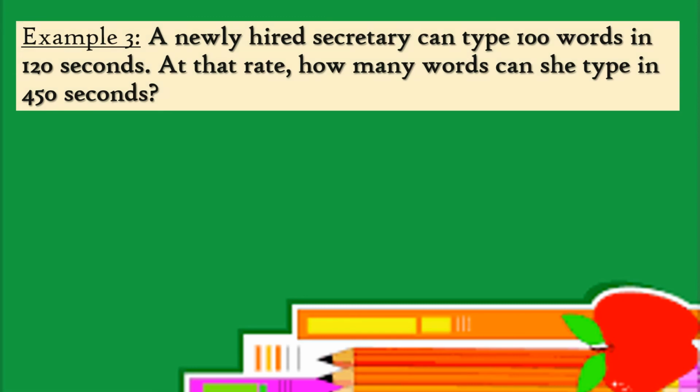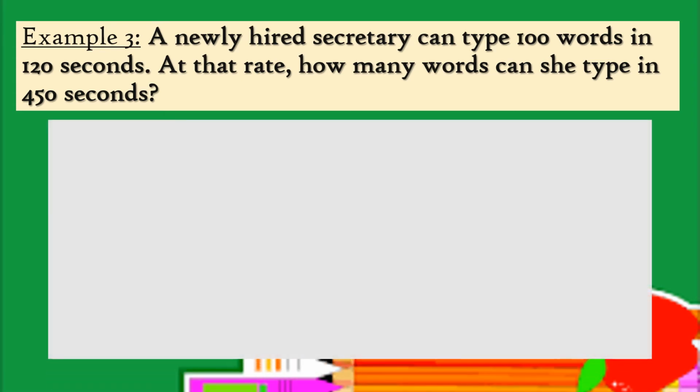Let us apply the proportion in solving this word problem. A newly hired secretary can type 100 words in 120 seconds. At that rate, how many words can she type in 450 seconds? For our solution, let W be the number of words. So we will use the variable W for us to identify the number of words that the newly hired secretary can type. Let us form the proportion based on the problem.